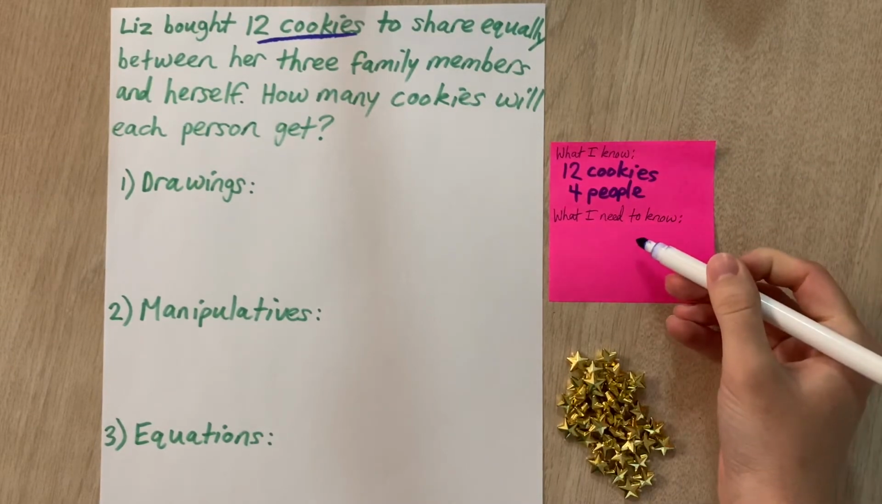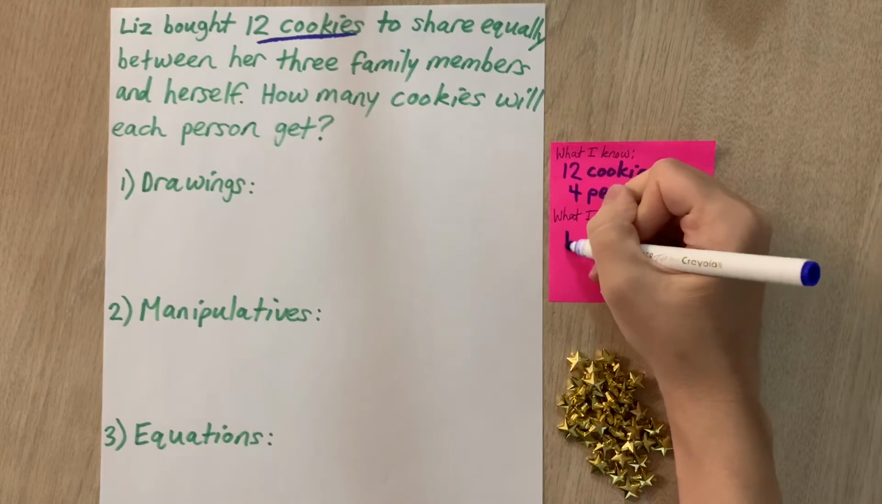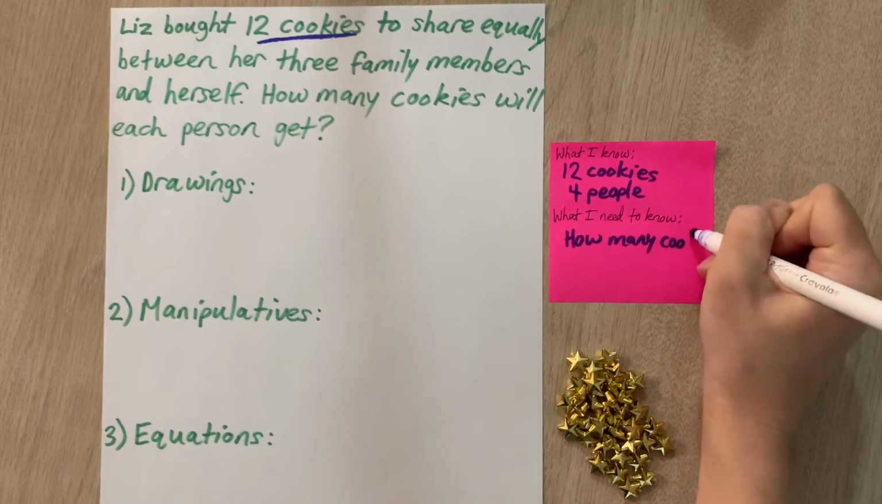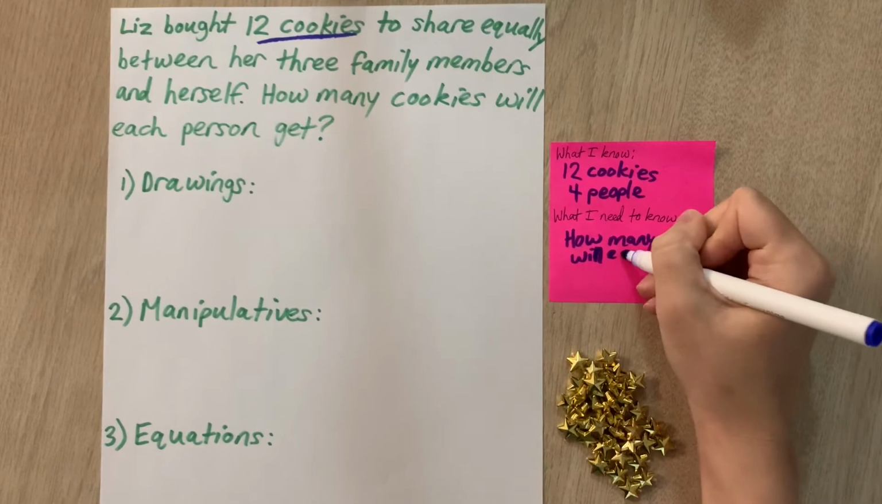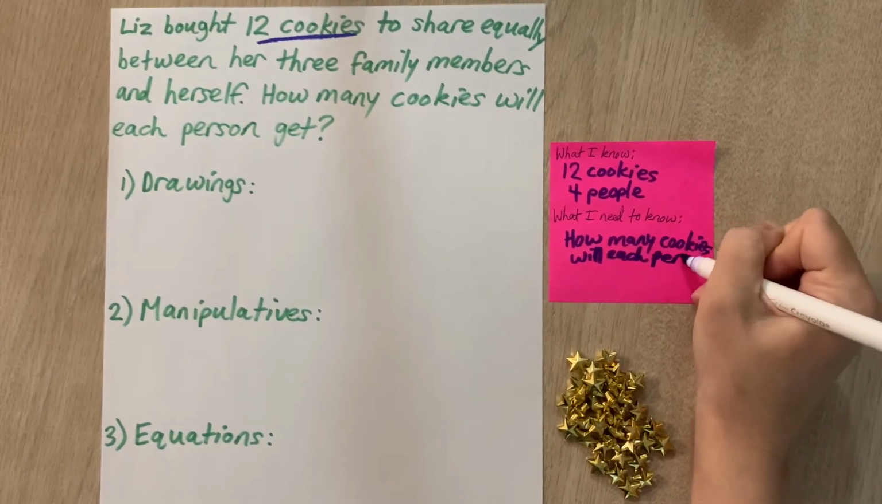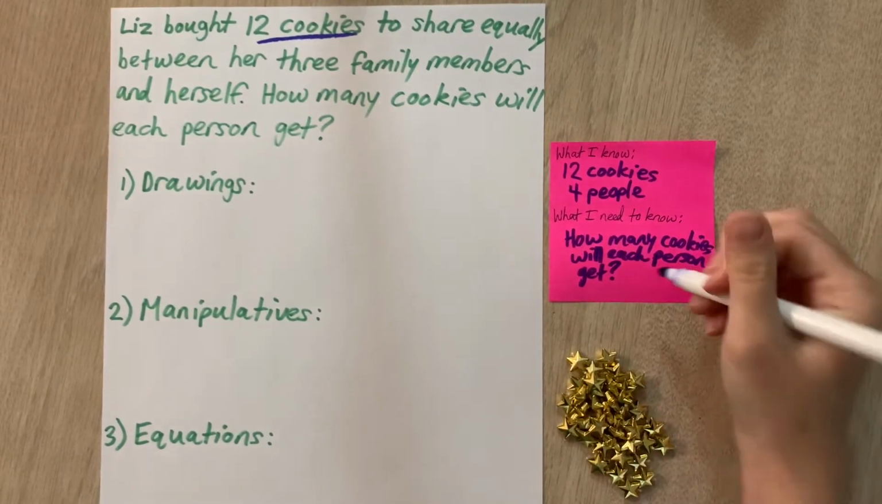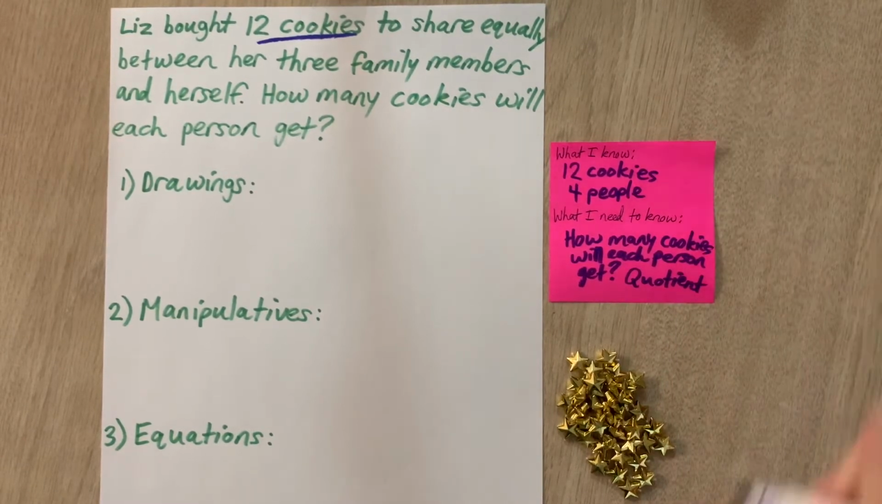So now for what I need to know. Well, we need to know how many cookies each person will get. So we can write, how many cookies will each person get? You can write that on your piece of paper. Another way of saying how many cookies will each person get is that what we're really looking for is the quotient. The quotient is the answer for this division of 12 divided by 4. So again, we're looking for how many cookies each person will get.